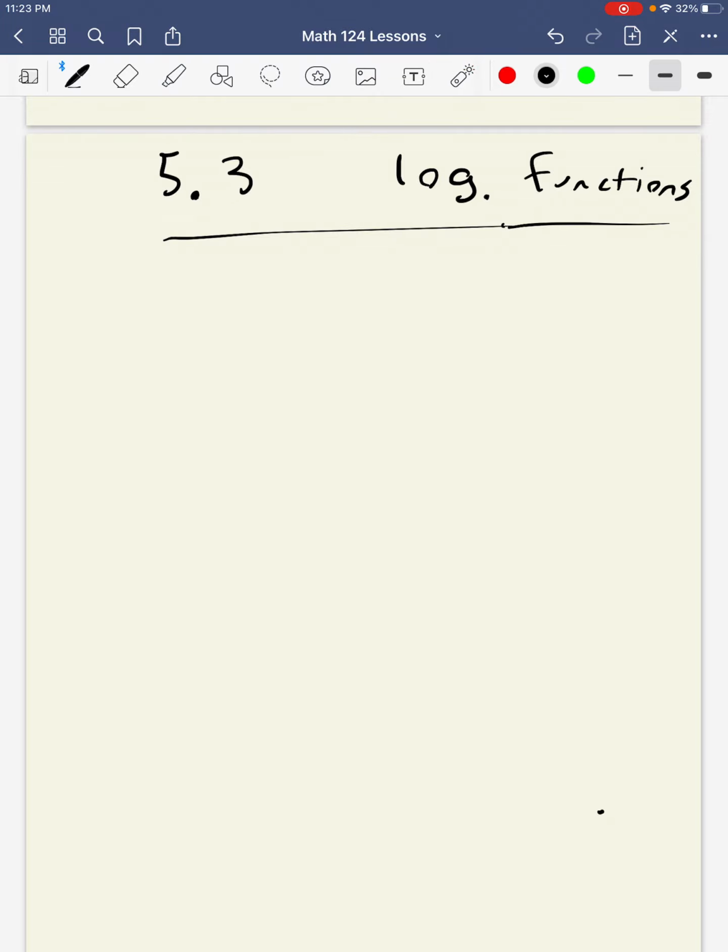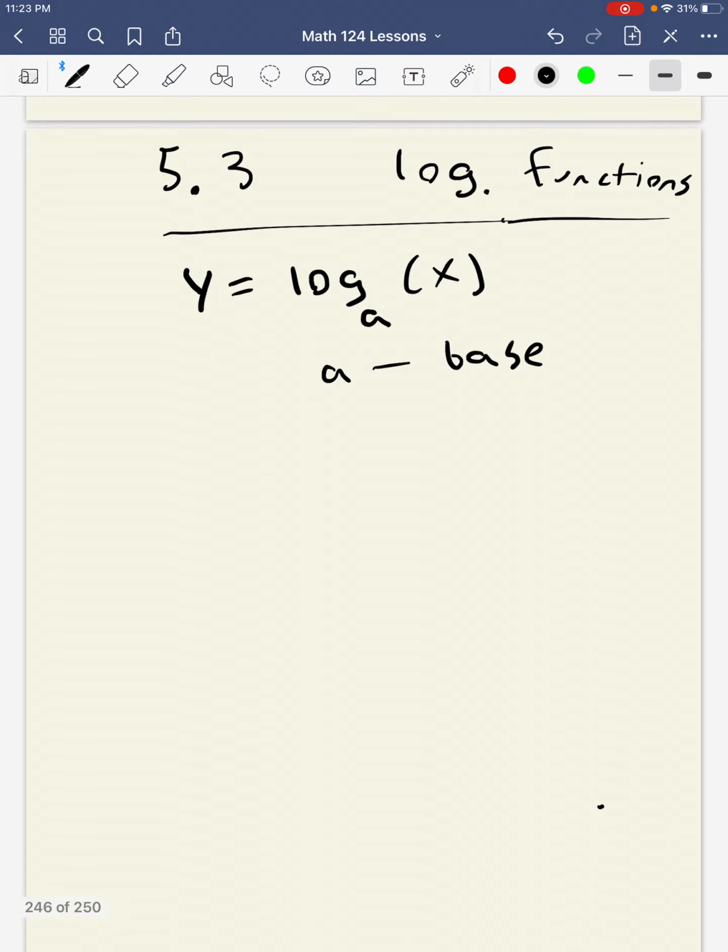Okay, so a logarithmic function is a function of this form: y equals log base a of x. Right, so a is what we call the base. And what this means is that the base a raised to y will equal x.